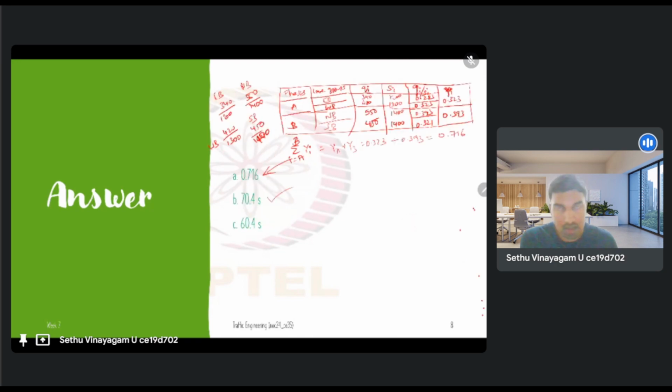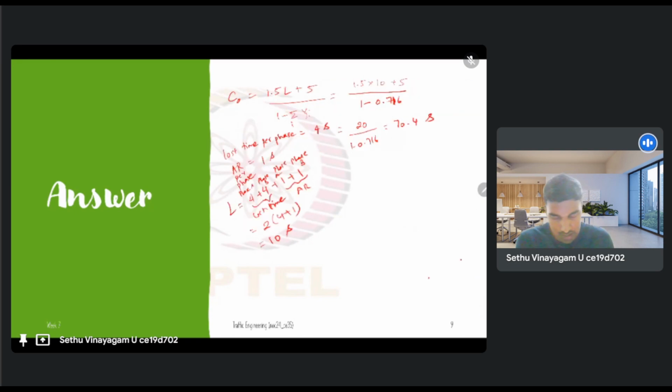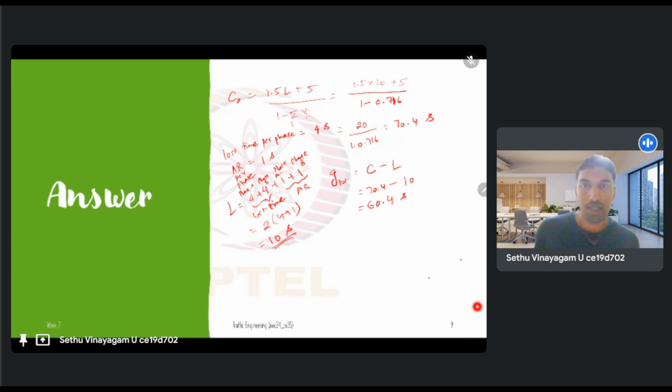Third part was to find the total effective green time for the whole cycle. That is easy. Total effective green time is nothing but your cycle length minus your total loss time per cycle. Okay, cycle length we calculated as 70.4 and loss time is 10 seconds. So this is 60.4 seconds. That is your total effective green time in the whole cycle. Okay, so that's how we calculate the effective green times and use the Webster method for cycle length.